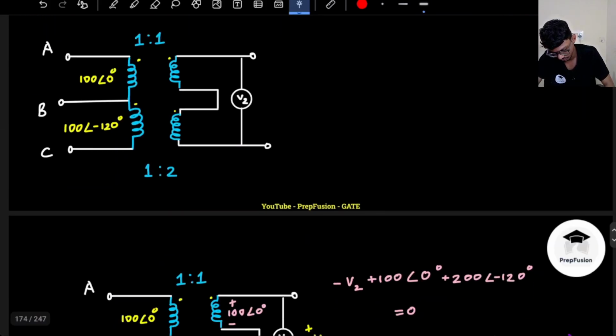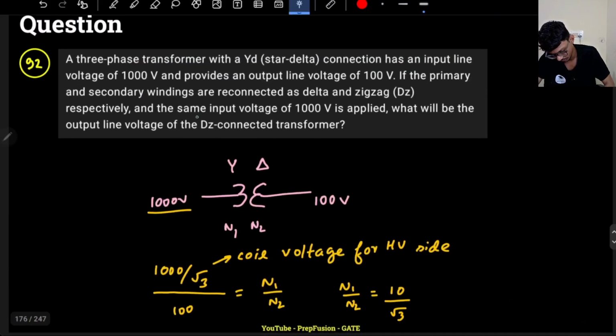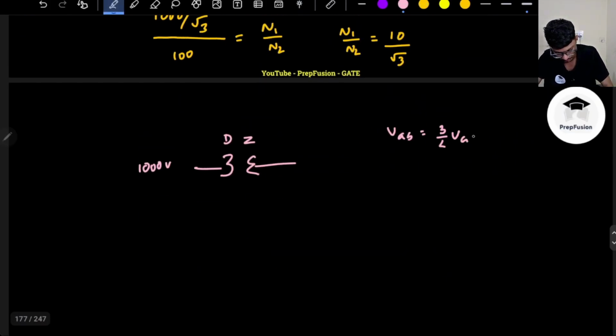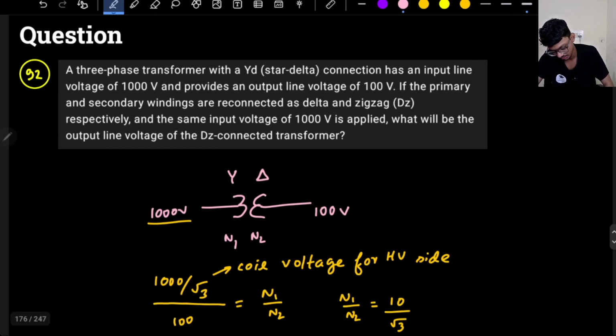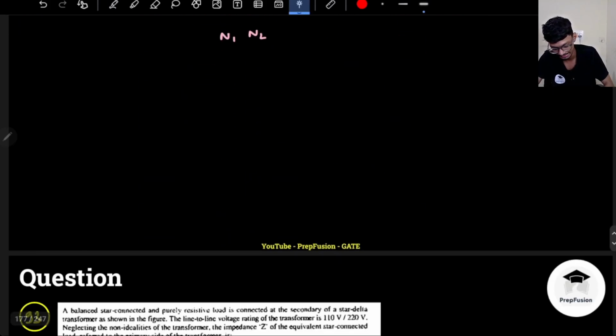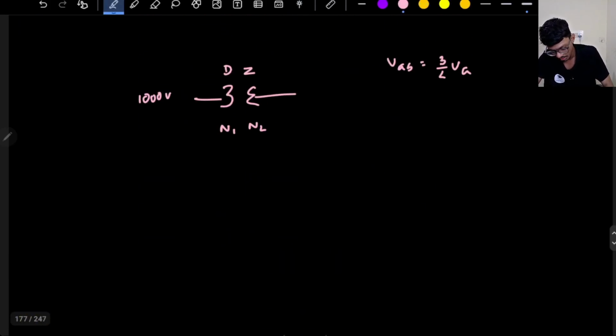3 by 2 of the phase voltage, that is the coil voltage. The turns ratio will still be the same, N1 to N2. The turns ratio won't change, because they are telling you that the windings are reconnected as delta zigzag. So the transformer is the same, the turns ratio is the same, just reconnected as delta and zigzag. What is the phase voltage in the high voltage side? It will be 1000, so the coil voltage will also be 1000.